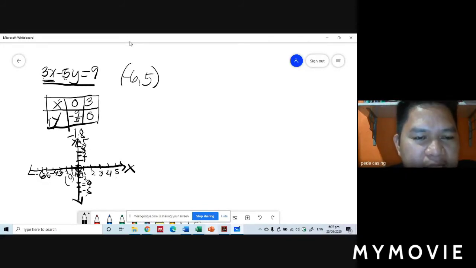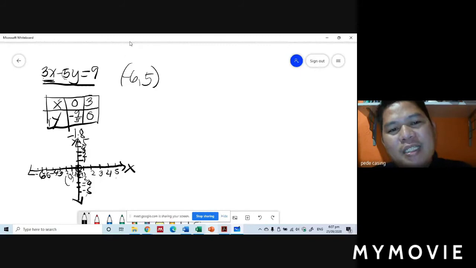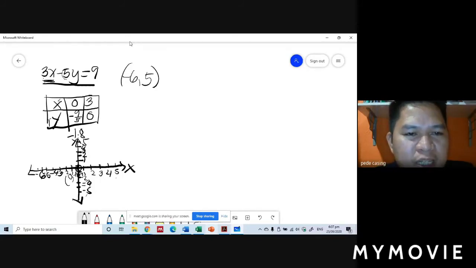So basta gani x, you are going to decide move to the left or move to the right. So when you look at positive, you have to move to the right. So how many units? We have 3. 1, 2, 3. Then since 0 ang y, upward or downward? So di na siya ka-move kay 0 naman. So diri na iyang point.